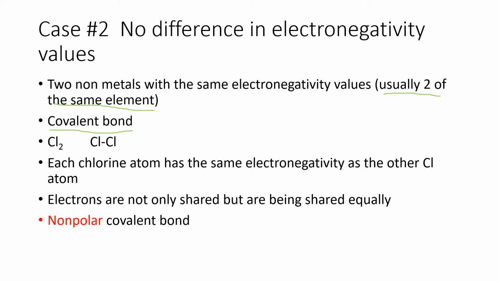For this example, to keep it as straightforward as possible, I want to use chlorine gas. Chlorine gas is Cl2. So that would be two chlorine atoms bonded together. So when we look at chlorine bonded to chlorine, each chlorine atom is going to have the same electronegativity as the other chlorine atom. There's going to be an equal pull for those electrons in this bond. If there's an equal pull for the electrons in that bond, no one's going to win.